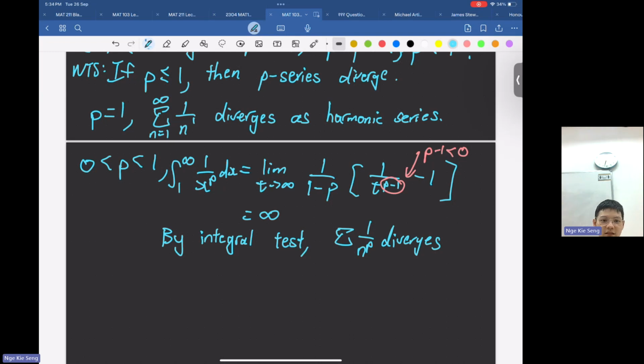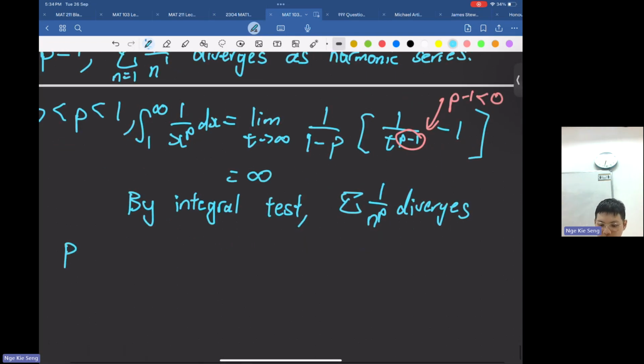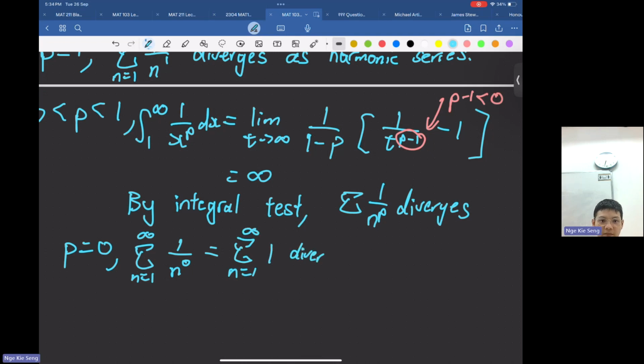P less than or equal to 0. Okay, so let's deal with P equals 0. What happens when P equals 0? You're just adding up 1. Okay, you're just adding up 1. So actually, how to show this diverges? You can use infinitely many 1s to say it, but there's a test you can use.